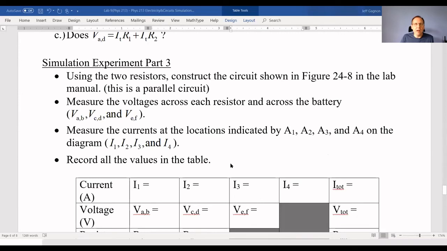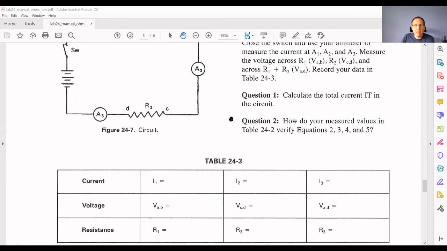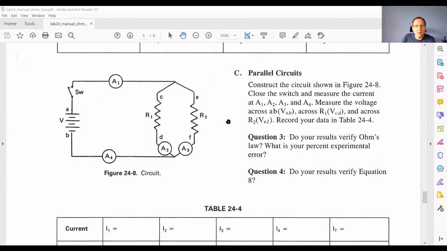Okay, then the third part, simulation experiment part 3, you're going to construct a parallel circuit. This is figure 24-8 in your lab manual. So let me show you that. Okay, that is this one right here. In this case, we have the battery, and in terms of the labeling here, this is A, this is B. So VAB is the voltage across the battery.